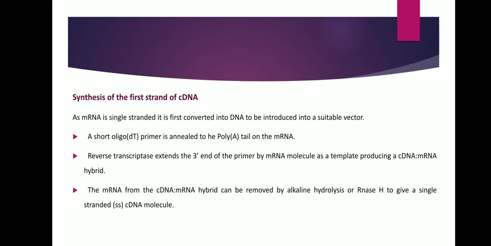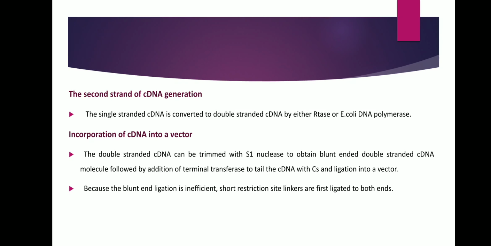Synthesis of the first strand of DNA. As mRNA is single stranded, it is first converted into DNA to be introduced into a suitable vector. A short oligo primer is annealed to the poly A tail of the mRNA. Reverse transcriptase extends the 3' end of the primer using the mRNA molecule as a template, producing a cDNA-mRNA hybrid. The mRNA from the cDNA-mRNA hybrid can be removed by alkaline hydrolysis or RNase H to give a single stranded cDNA molecule.